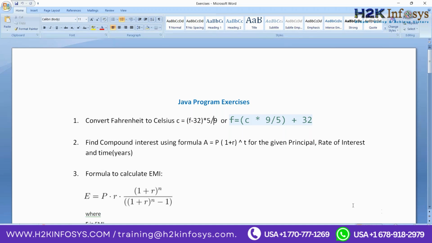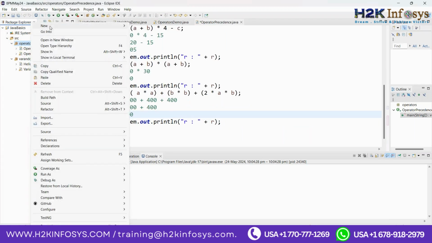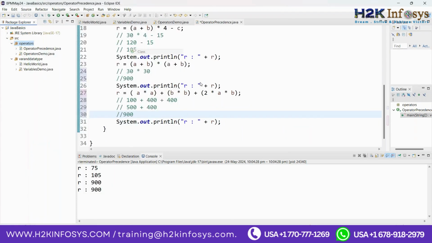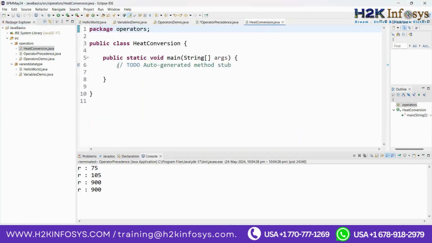Okay, now let's take this program. Fahrenheit to centigrade. This is the last one, guys, because Monday we are not working. I thought of doing some exercise for you guys today. Okay, first program is heat conversion. So this is the stuff we have.